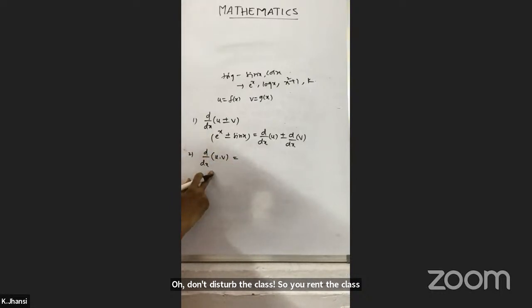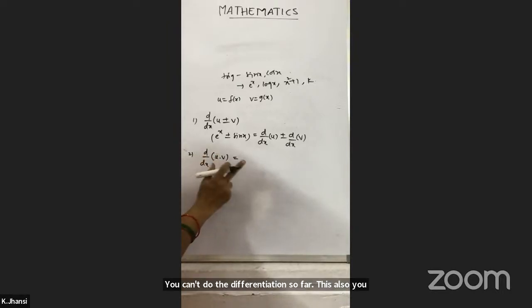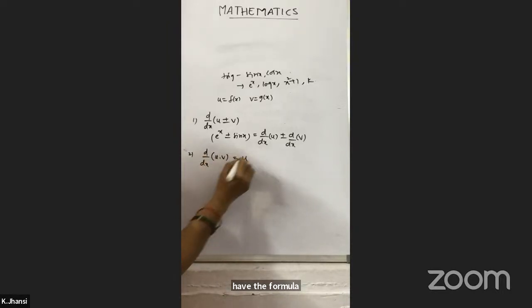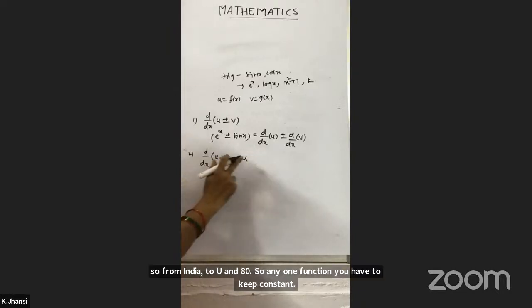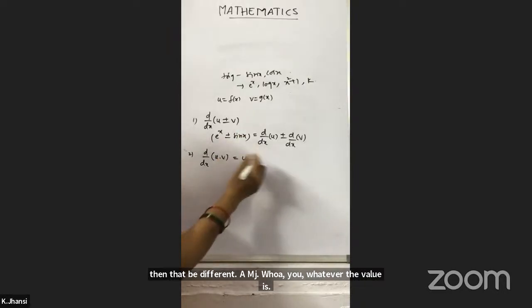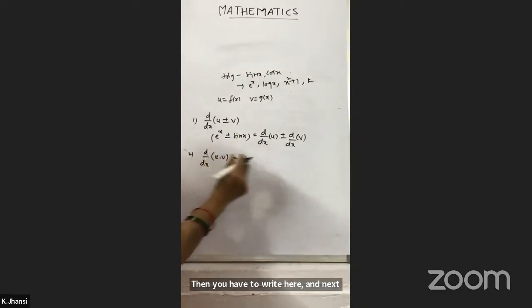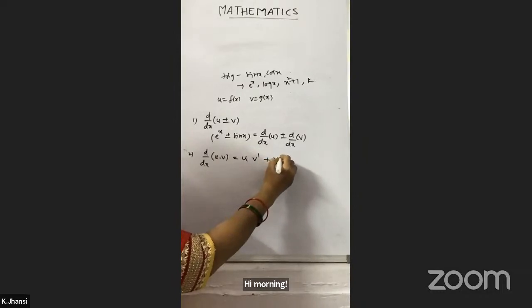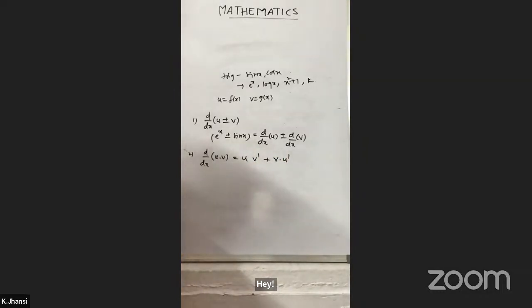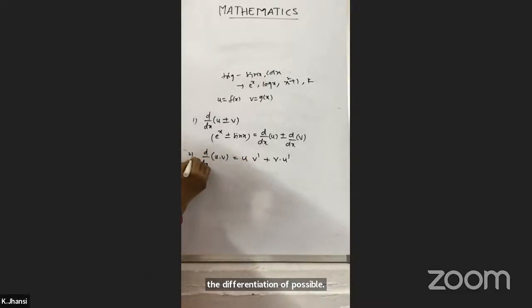So for this also you have a formula. The formula is: any one function you have to keep constant, that is, without differentiating it, whatever the value of u is, you have to write it here. And the second one you have to differentiate, that is you write v dash. Second time, v you keep constant and you write the differentiation of the first. So this formula is very important for solving.